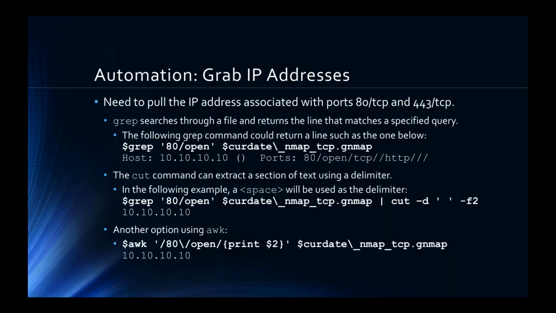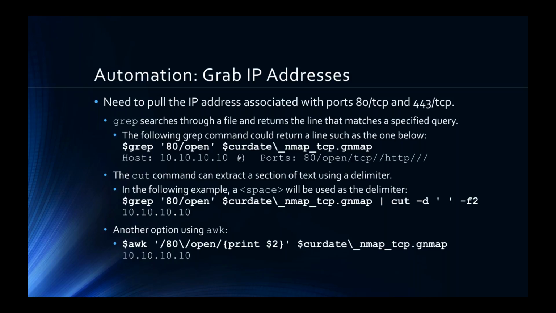And so what we want to do then is, as we are grepping for port 80 in our greppable format file, there's a whole host of different ways to do this. One of the easiest ways that I found that's easy to explain and easy to read is with the cut command. And so we can take our grep command, where we look for port 80 that's open, and pipe the results of that through the cut command. And we'll specify a delimiter of space.